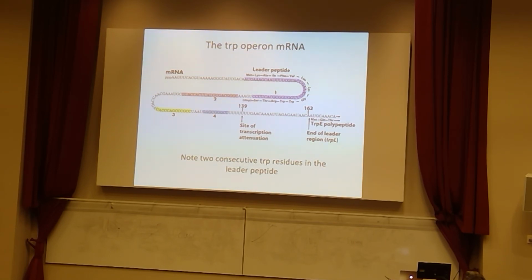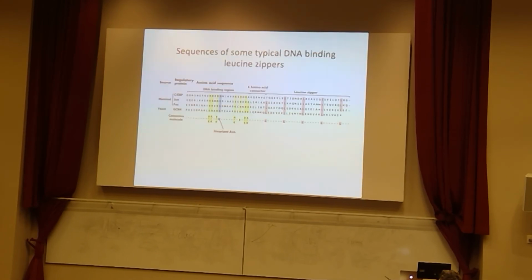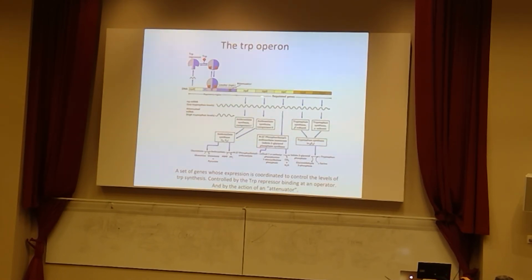Let's take another look at this region, this operon. Here are all the genes for all the enzymes that are going to be used to, for example, make the tryptophan synthase. But right at the start here is what's called a leader sequence. That's not giving rise to any functional protein in this system.